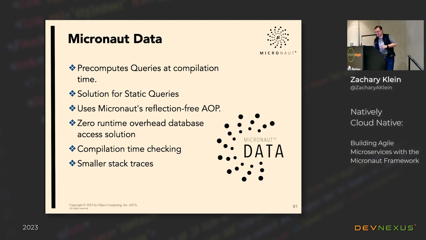Micronaut Data is a persistence framework built specifically for Micronaut. So again, with Micronaut, you don't need to use a dedicated persistence library that's specific to Micronaut. You could just use Hibernate. You can just use raw JDBC, whatever you want to do. You can use Spring Data. If you're in the Grails world, you can use GORM, which is the persistence framework for Grails.